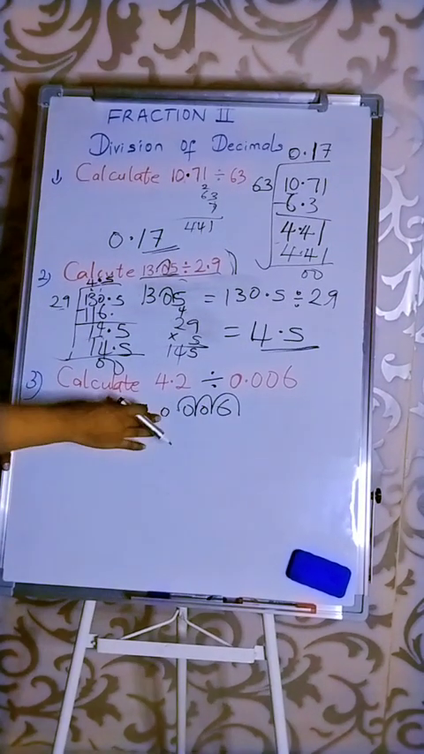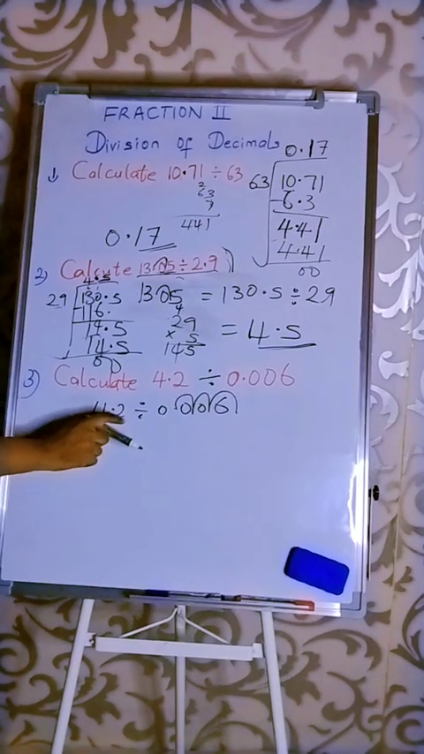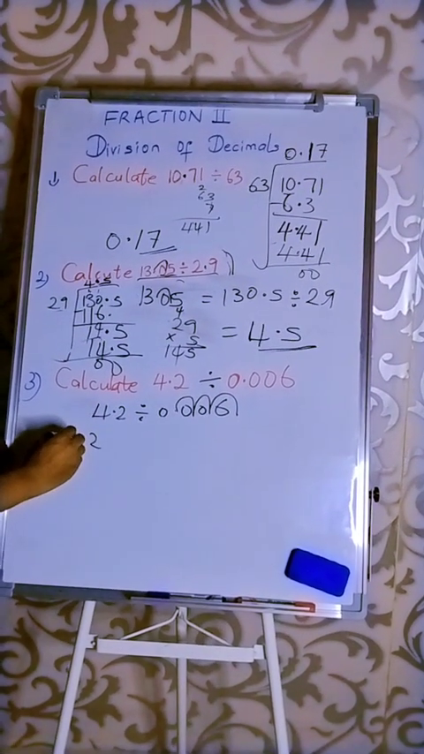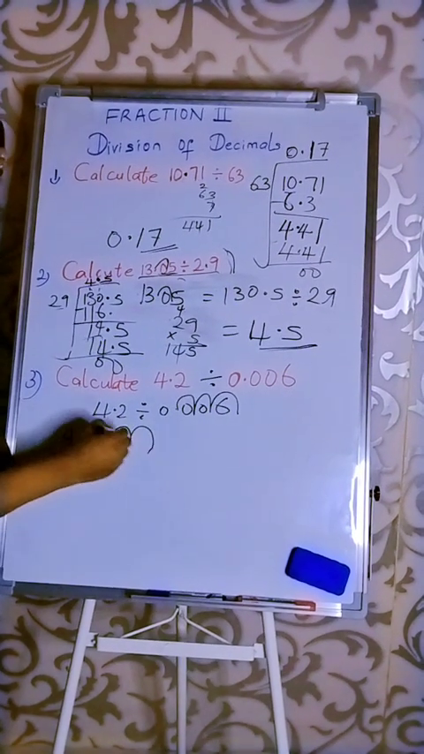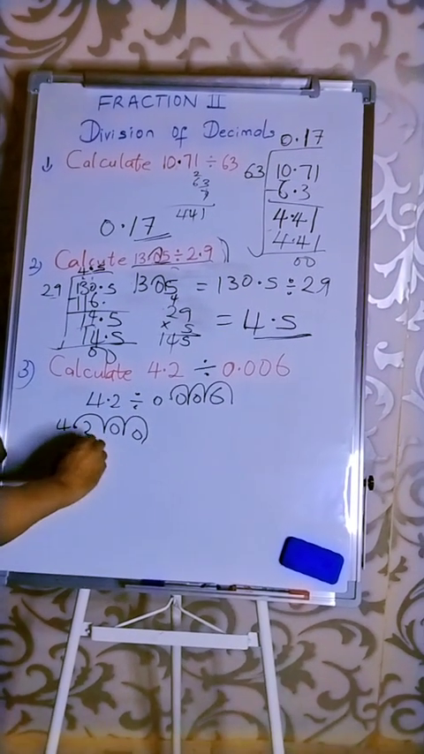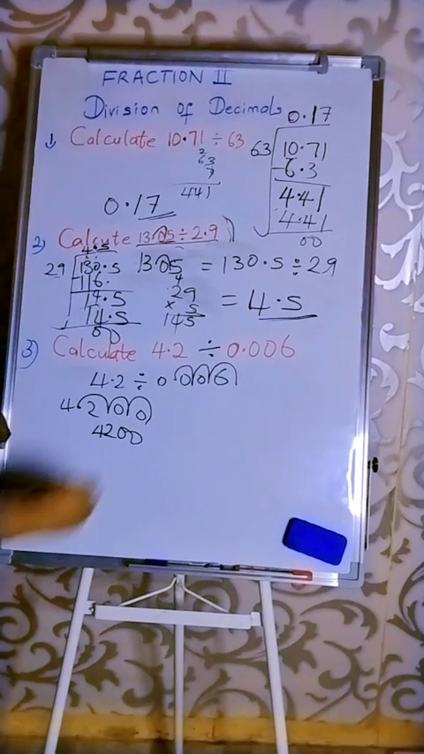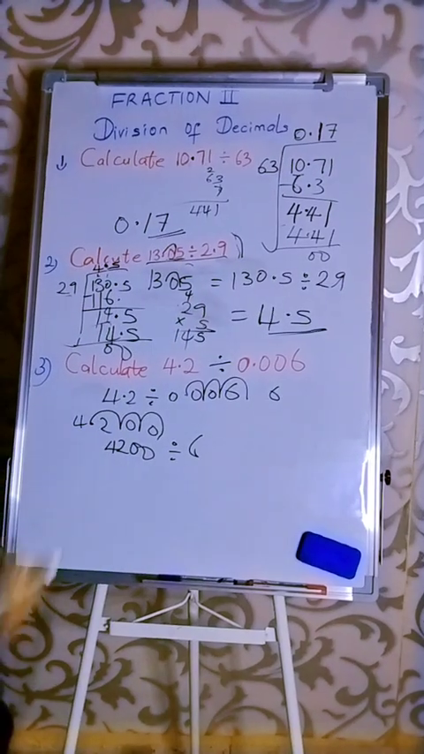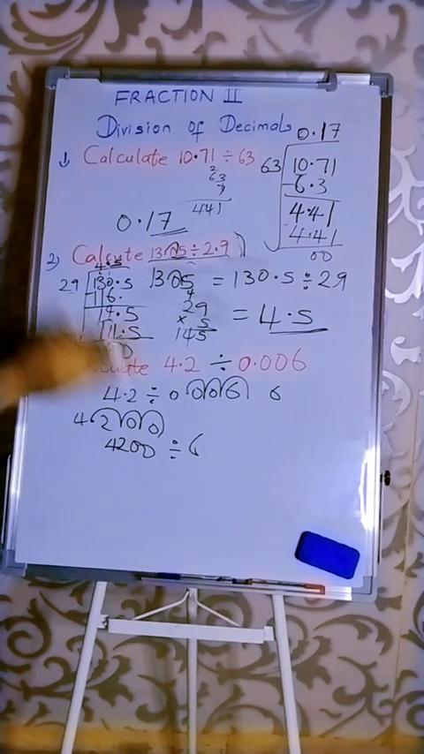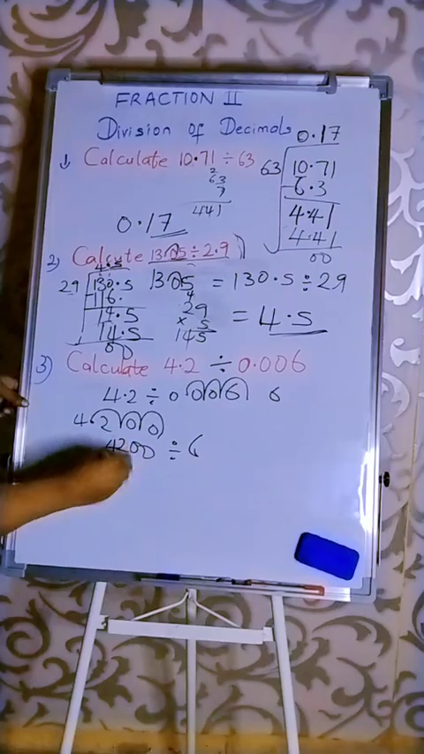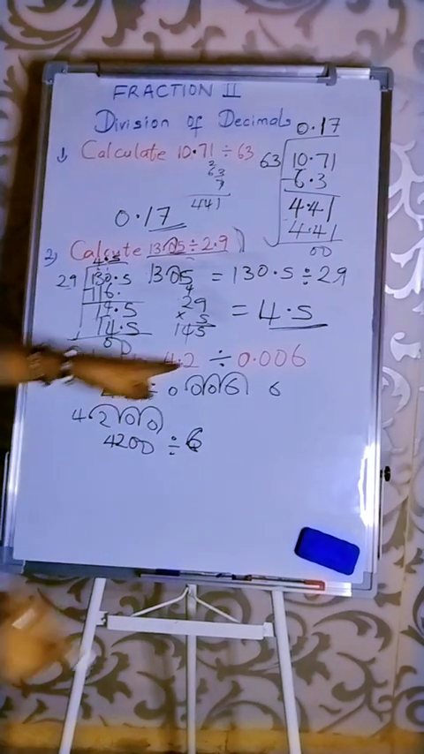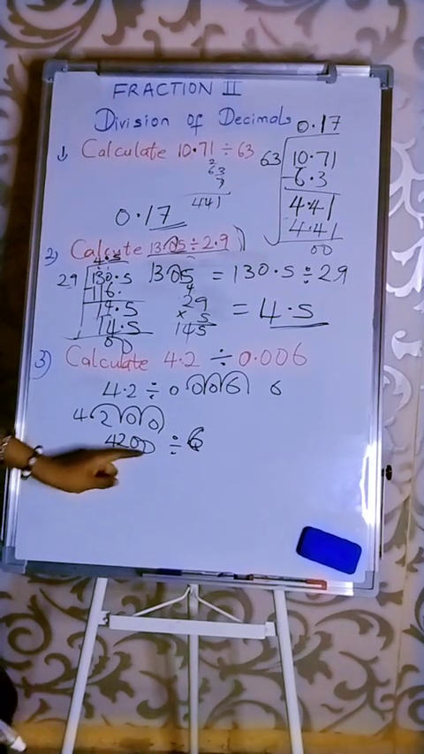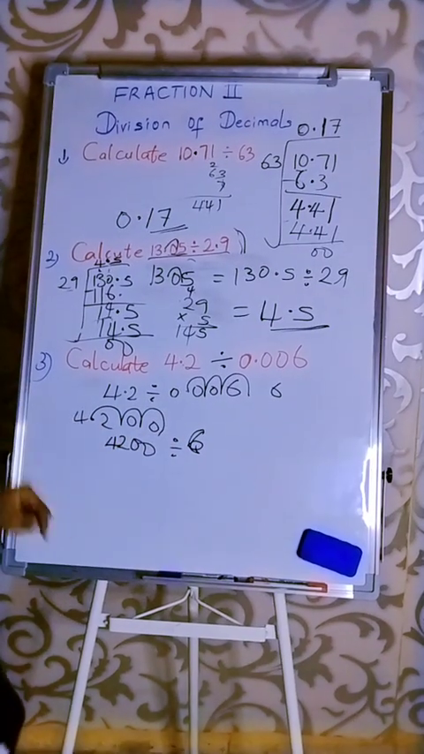Now the same 3 places that you moved, you still have to move in 4.2. So write down 4.2, move 3 places. 1, 2, 3. Add the zeros. What has it turned to? 4200 divided by 6, because this one turned to 6. As simple as that. You just shifted the dot. This and this are still the same. 4.2 divided by 0.006 is the same as 4200 divided by 6.